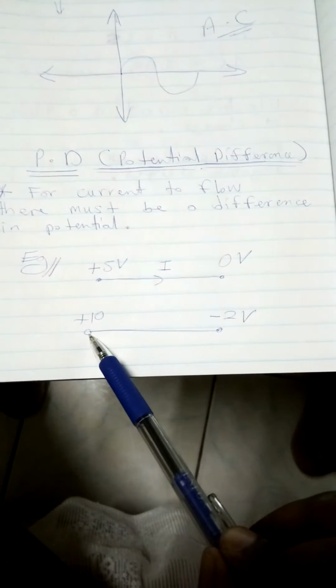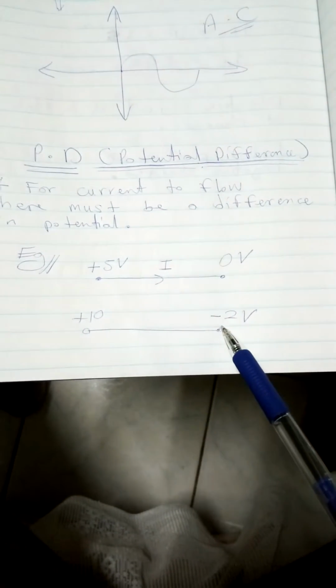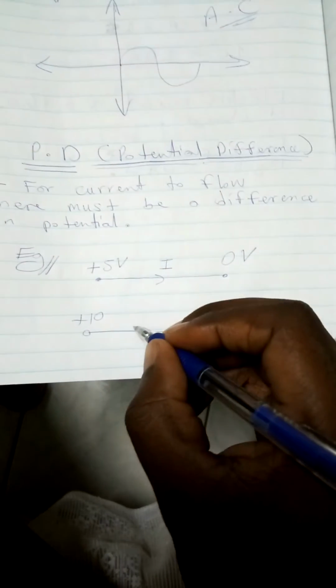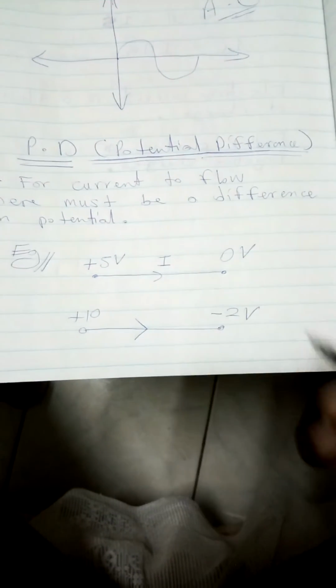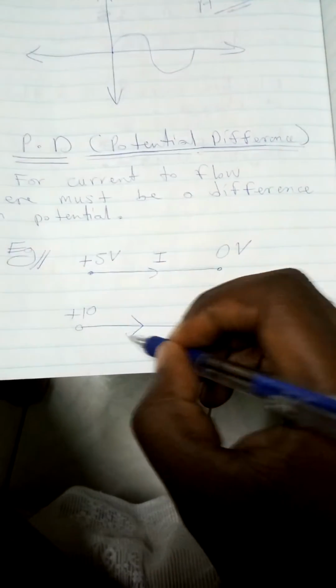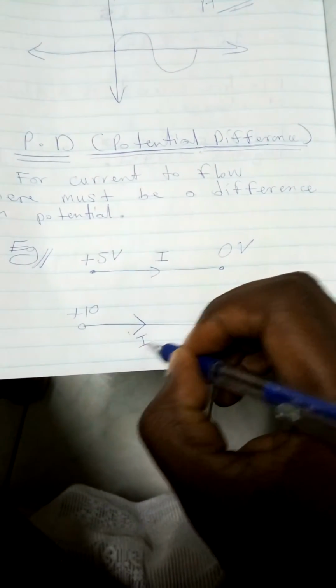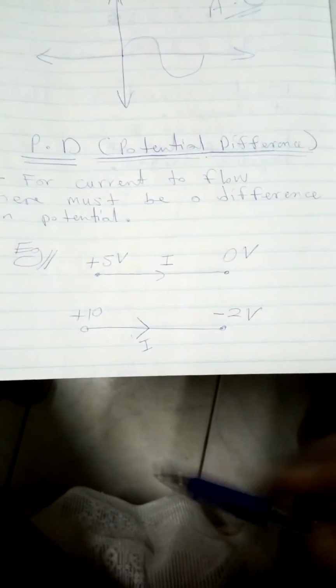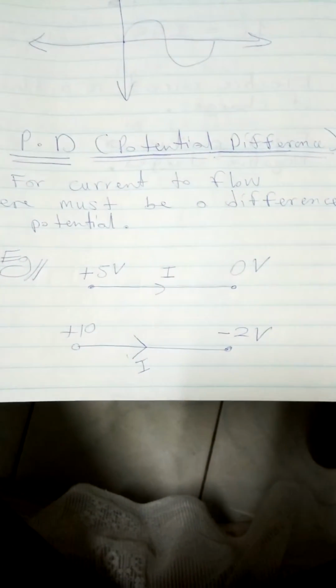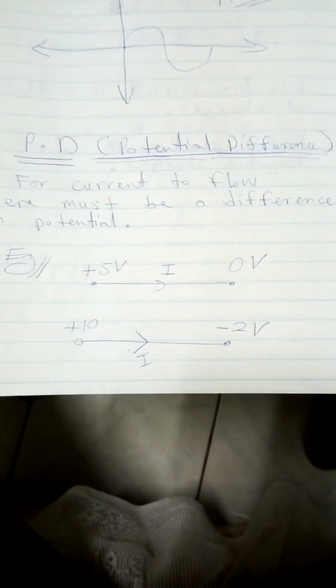Also here, this is at plus 10 volts of potential. Here is at negative 2 volts of potential. Here again, there is a difference in potential, so current will flow, and that is the direction in which current will flow. Conventional current I will flow from the positive terminal to the negative terminal, or from high potential to low potential. That is the direction in which conventional current flows. There's another flow in circuits called electron flow. Electrons flow in the opposite direction to conventional current flow.